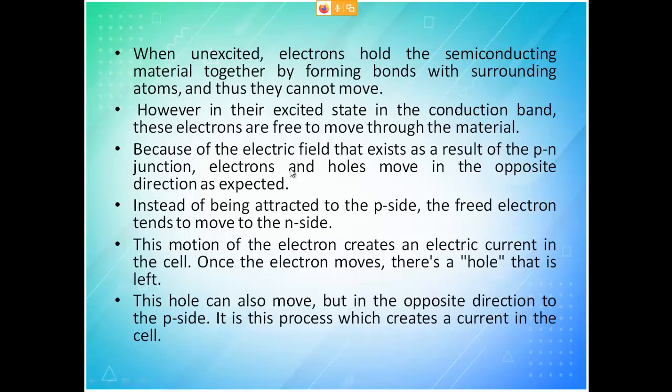Because of the electric field that exists as a result of the p-n junction, electrons and holes move in opposite directions. So from p you receive electrons, and from n you receive holes. That is the procedure we say. Movement from higher potential to lower potential is the only one possible. So that is what they say here: instead of being attracted to the p side, the free electron tends to move towards the n side. This is not happening, only this is happening. This motion of electrons creates an electric current in the cell.